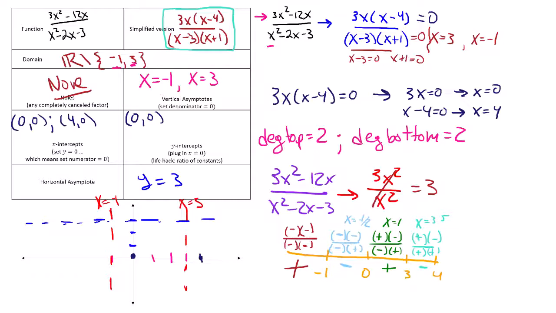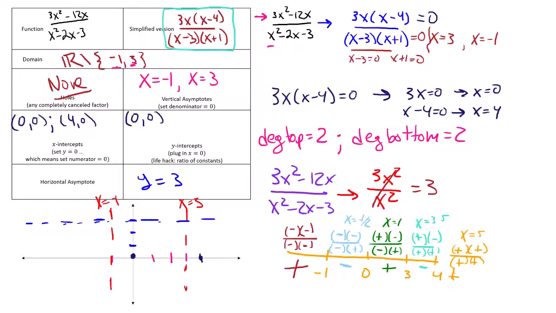And then finally, if I pick some number greater than 4, like 5, 3 times 5 is positive. 5 minus 4 is positive. 5 minus 3 is positive. 5 plus 1 is positive. So it's positive on this interval here.